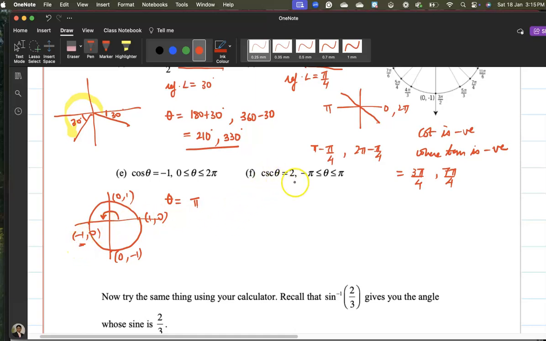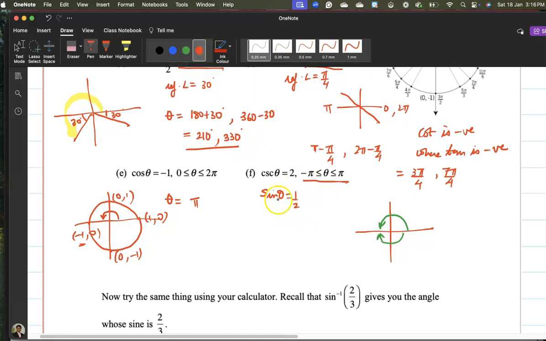Now cosec is the reciprocal of sine. So sine theta is equal to half. Now look at the domain. It's minus 180 to 180. Minus pi is like this. If you think in degrees, yes. There's plus pi and there's minus pi. So you have to start from here and go there, or start from there and go like that. You can't go full circle.